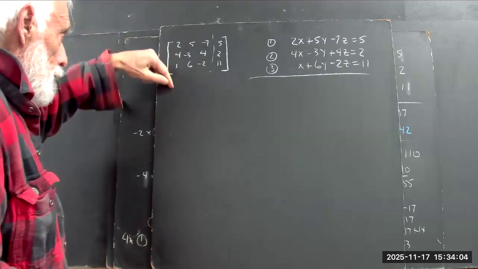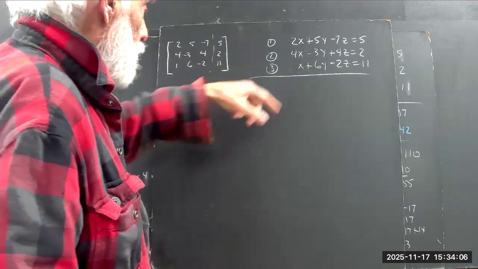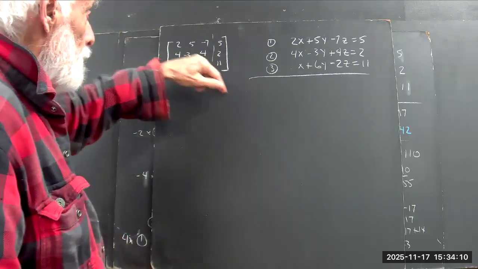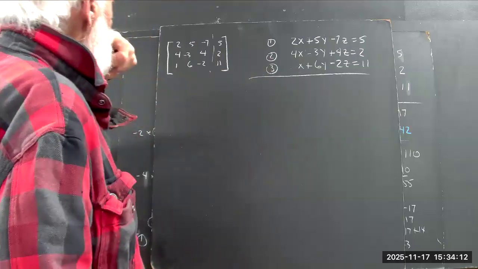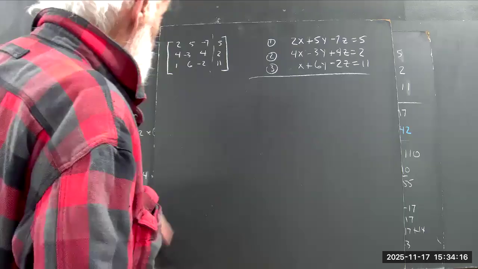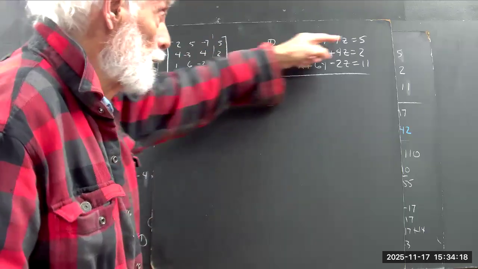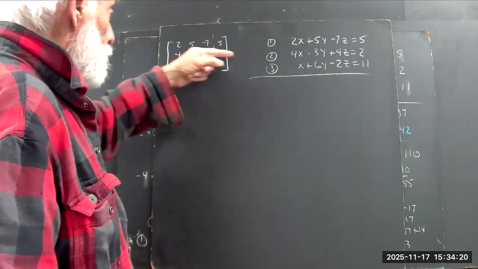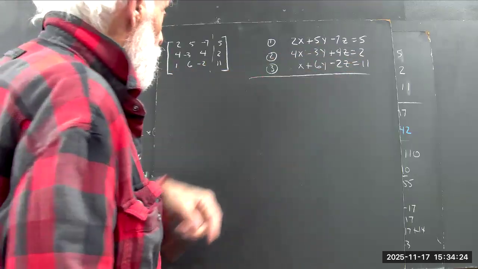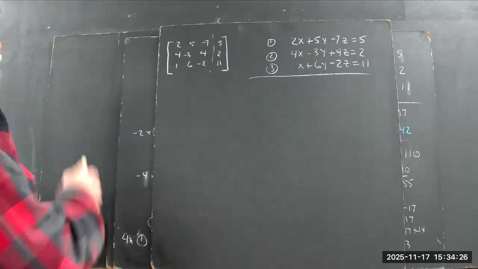This column consists of your x coefficients. This column, your y coefficients. This column, your z coefficients. In the last column, the numbers to the right of the equal sign. First row represents the first equation. Second row represents the second equation. Third row represents the third equation.